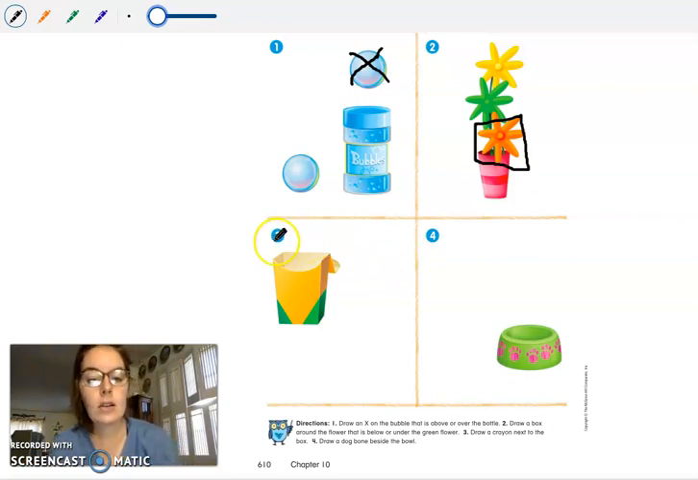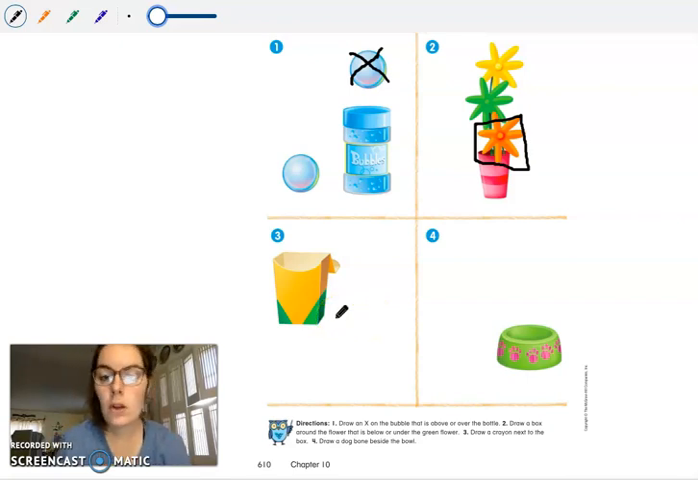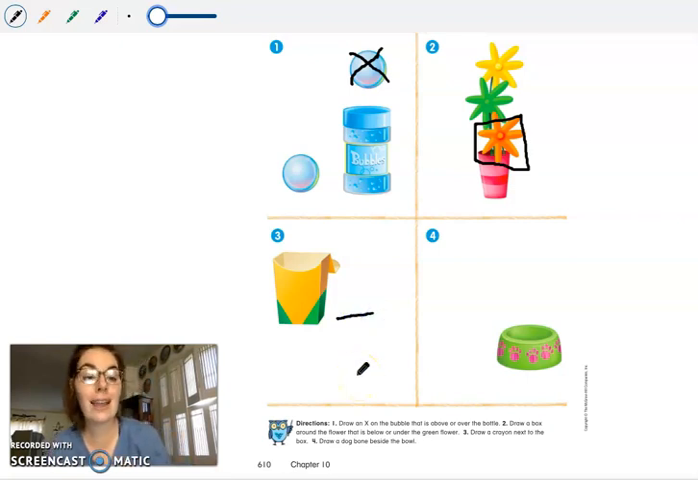Number 3, we're going to draw a crayon next to the box. And we can just make this super, super simple. We're just going to draw a line. We're going to say that's our crayon, and it is next to the box.